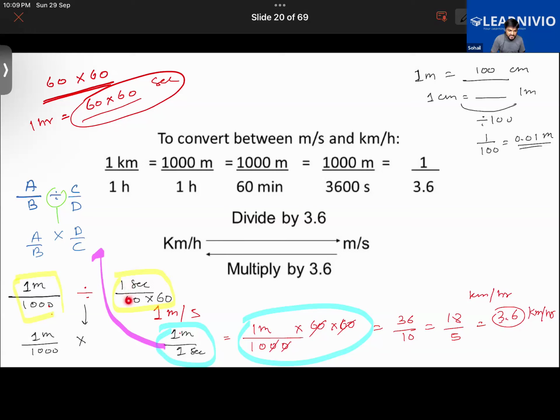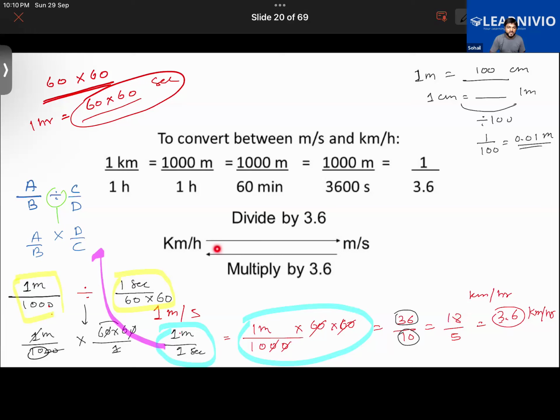Now it's 1 upon 60 into 60, but now it will be 60 into 60 upon 1. Thereby these two zeros will be cut. 6 sixes are 36, which I have written, and 10 is written over here. 1 and 1 basically cut. Understood the maths behind this? So there you get 3.6 kilometer. The simple thing is either 18 upon 5 or just take 3.6. To convert from meter per second to kilometer per hour, you have to multiply by 3.6.